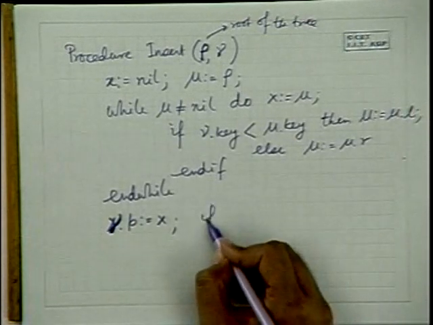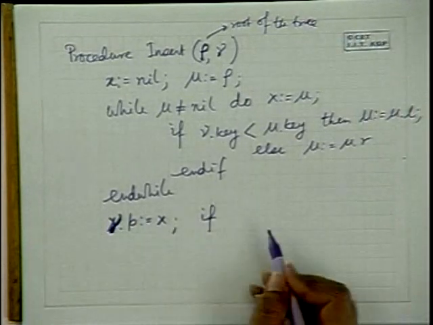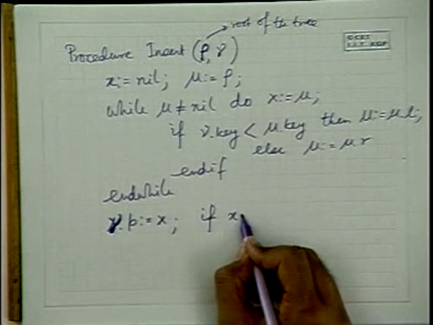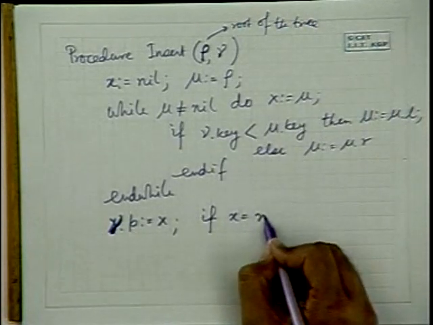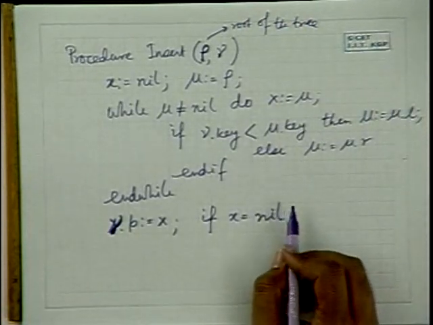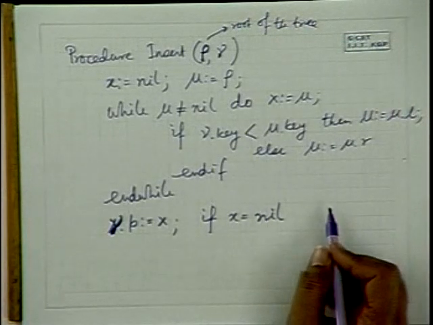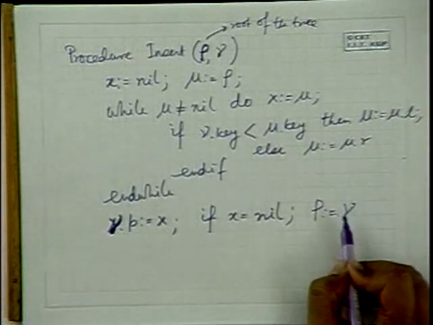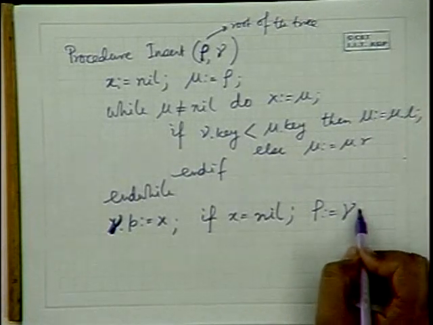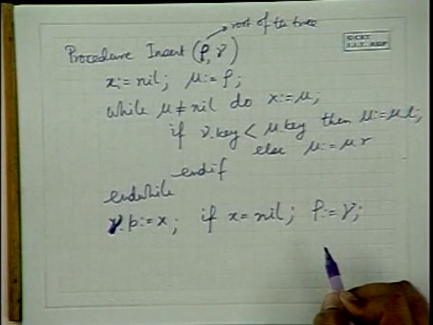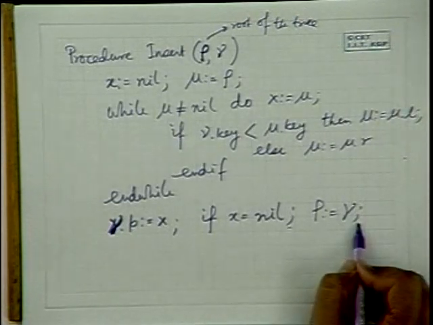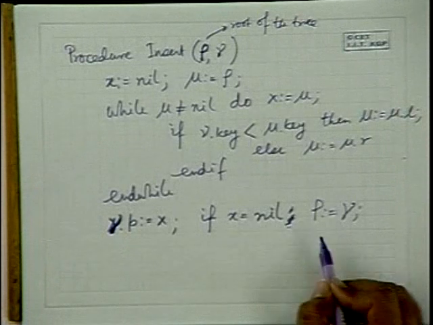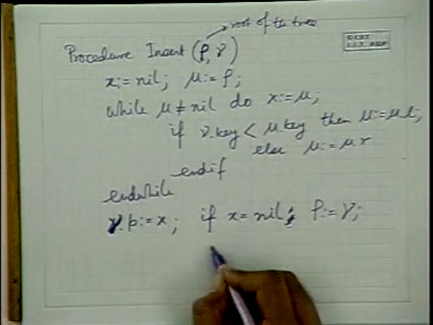Now I have to put new as the right child or left child of x, that I have to test. If x is equal to nil, it can happen that the tree itself was null. Then x will be nil. In that case, your root will be set to this new node. This is the first time you are inserting something into the tree. That case is taken care of here. So this is the boundary condition.